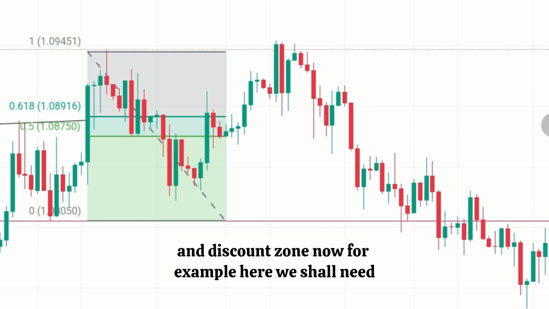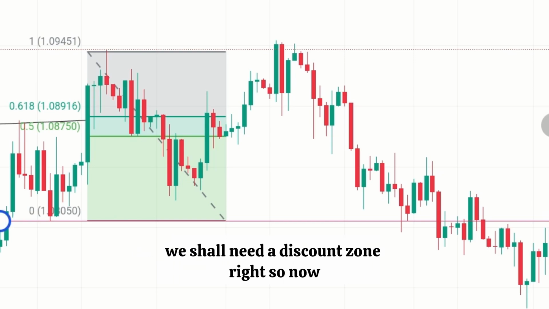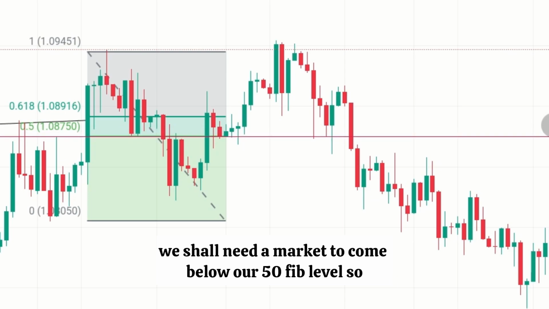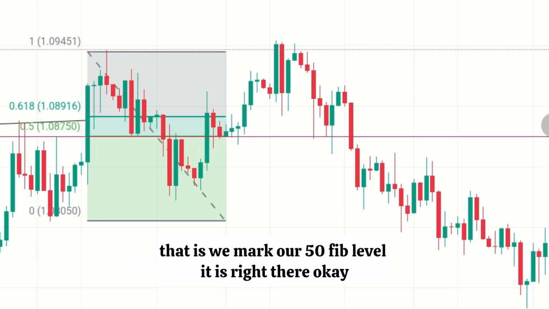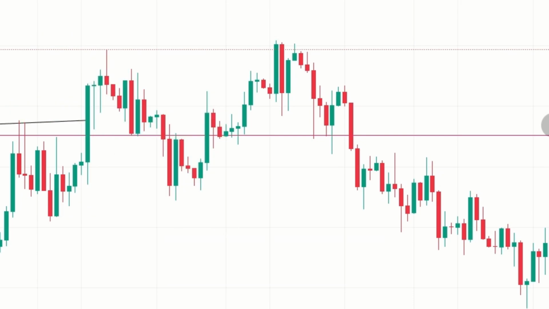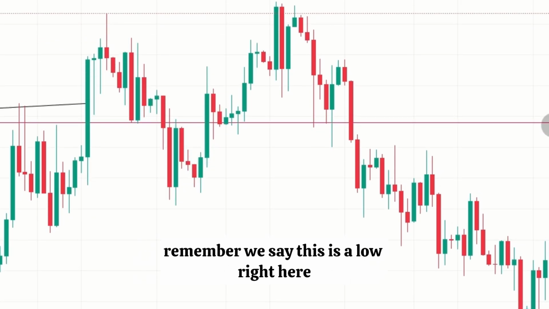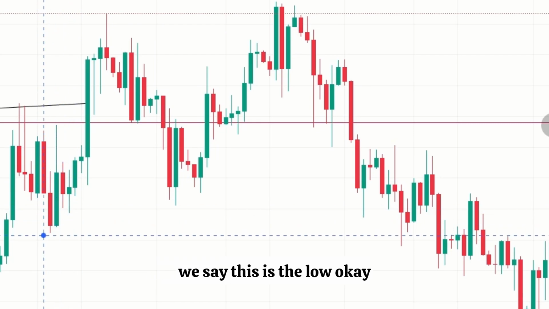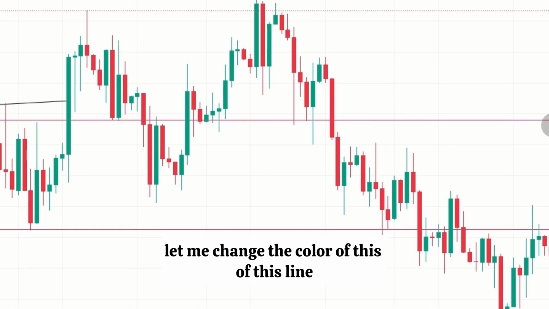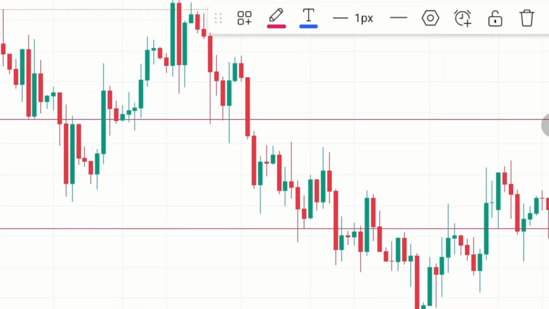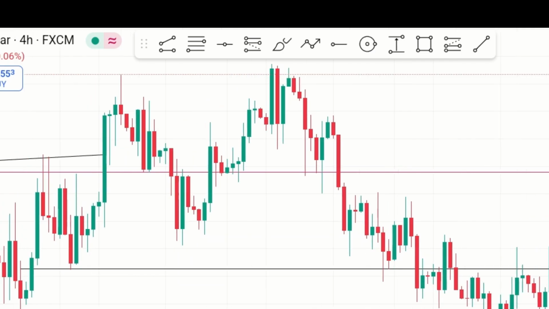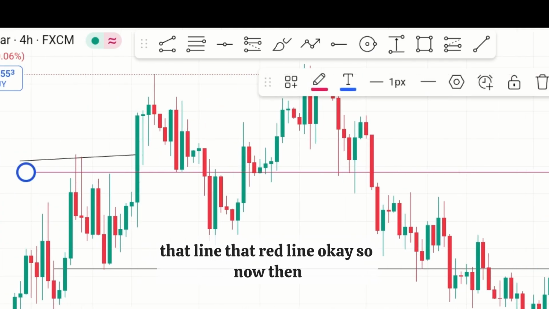For example, here we need a discount zone, so we need the market to come below our 50 fib level. So we mark our 50 fib level. It is right there, that horizontal line. Remember, we said this is the low right here. Let me change the color of this line that is marking our low to black. So this is our 50 fib level, that red line.